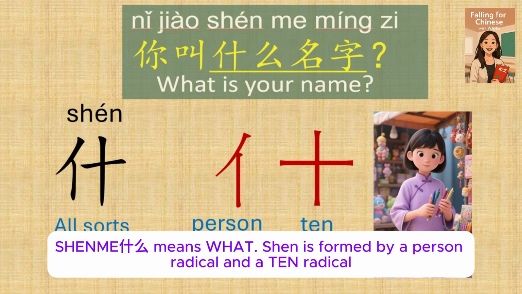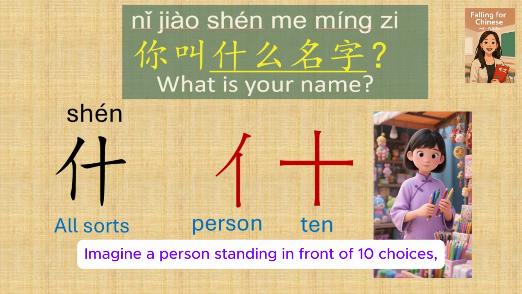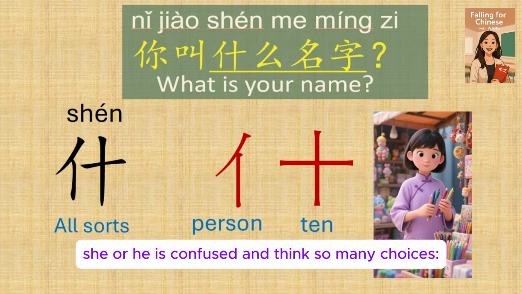什么 means what. 什 is formed by a person radical and a ten radical. It means all sorts of. Imagine a person standing in front of 10 choices. She or he is confused and thinks, so many choices, what should I pick?